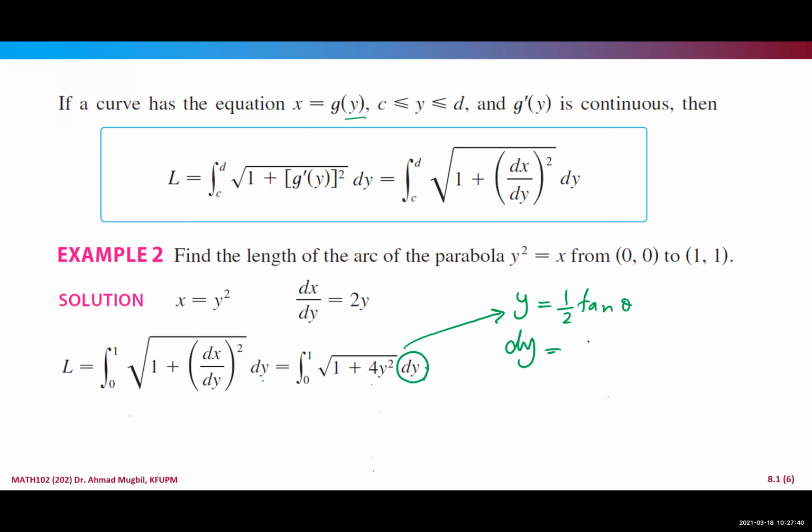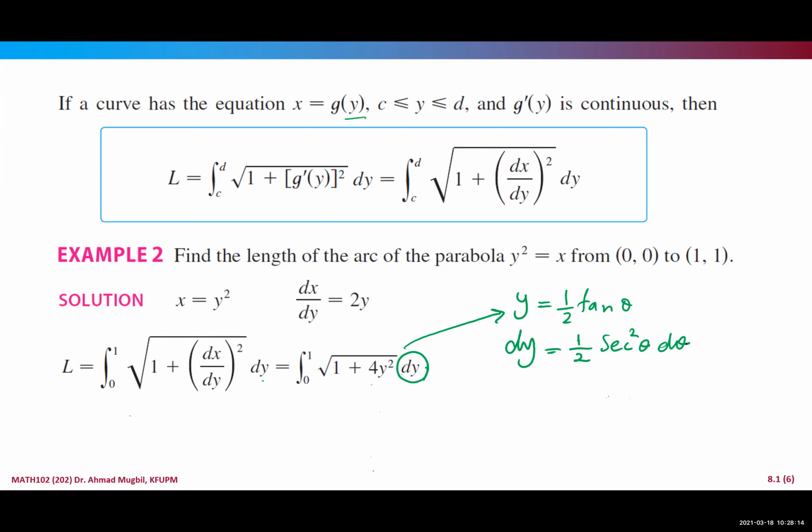Why are you afraid, Shabab? Don't be afraid. Anything that comes to your mind, say it. Make mistakes inside the class. It is better than making mistakes in the exams, please. What is dy, Muhammad? Secant squared theta d theta. Yes. You need to be faster, Muhammad, please.